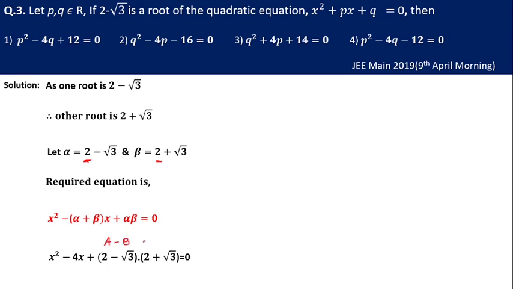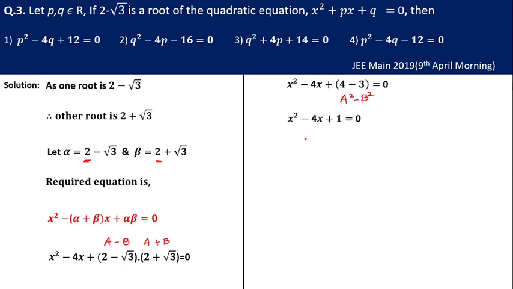And this alpha into beta can be written as 2 minus root 3 into 2 plus root 3. It is of the type (a minus b) into (a plus b) formula. So in the next step, I can write this as a square minus b square, that is 4 minus 3. Now what is the equation I am getting? That equation is x square minus 4x plus 1 is 0. Now this is the quadratic equation, but in the question they have mentioned the quadratic equation is this. So I am comparing the equation I got with the given equation. Now from this I got the values of p and q. The value of p is minus 4 and q is 1.